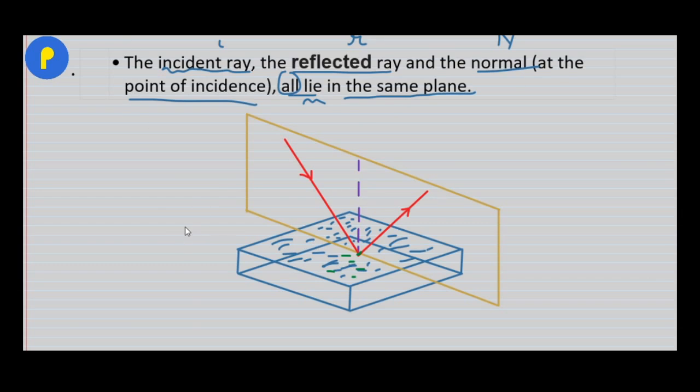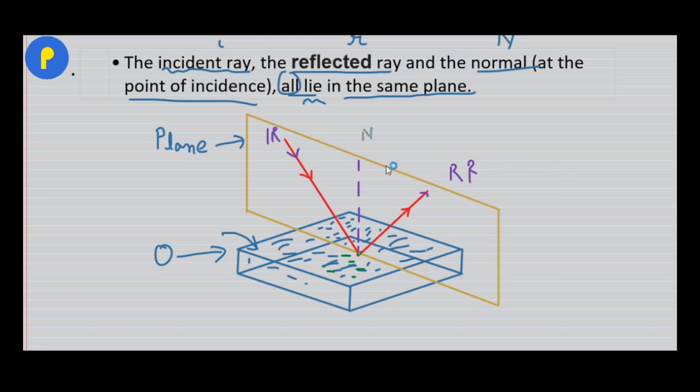Let's say this cuboid shaped thing is the reflecting object, and this is the surface. Then here we have an imaginary plane, this yellow one. And here is the incident ray, and this is the reflected ray, and also we know that here is the normal, the perpendicular imaginary line at the point of incidence from the surface.